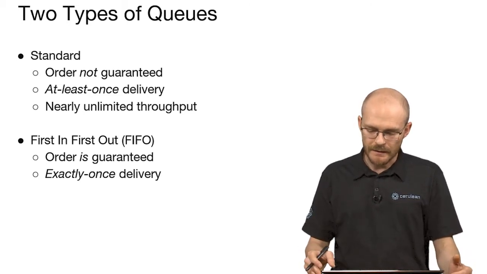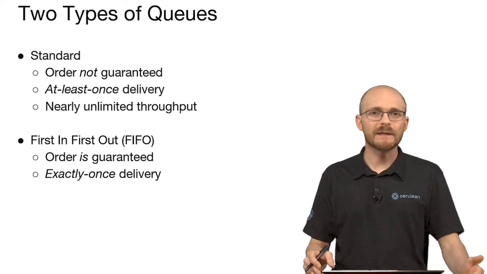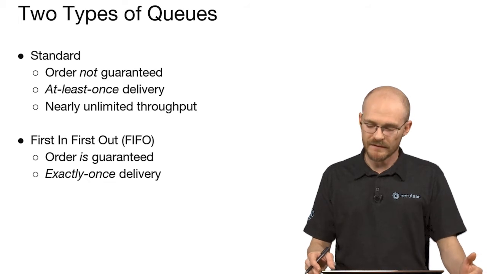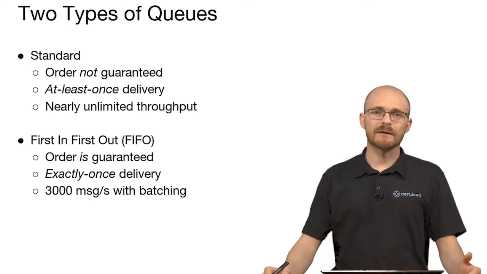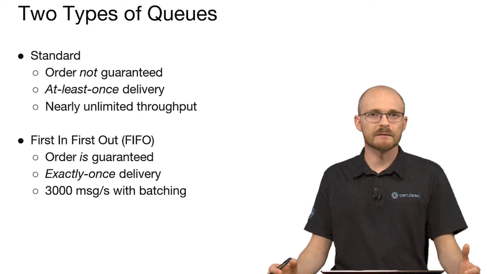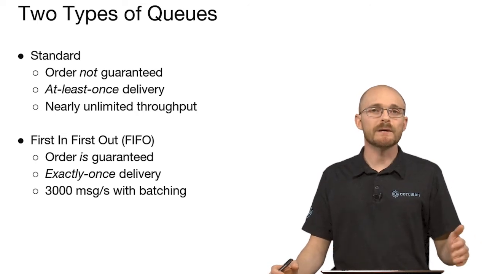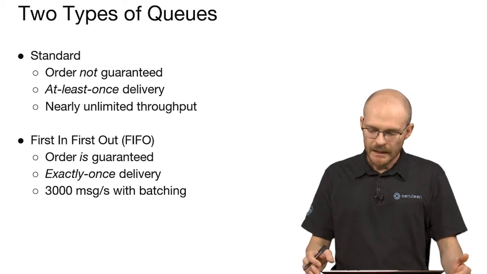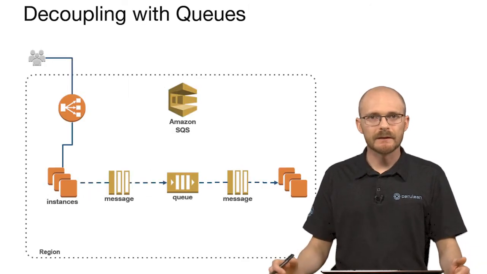And so the difference in throughput between these two is fairly significant. Again, with standard queue, we get nearly unlimited throughput, but with the FIFO queue, we do have an upper limit of about 3,000 messages per second if we are using a batch type of operation. So let's take a look at a diagram here.